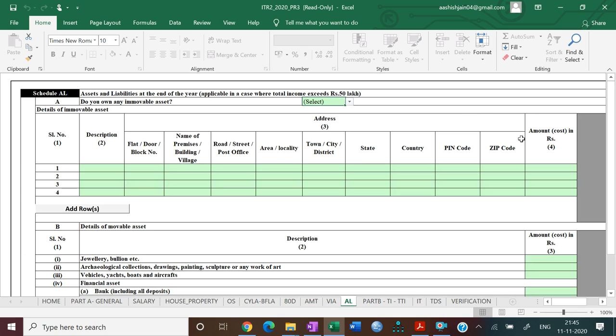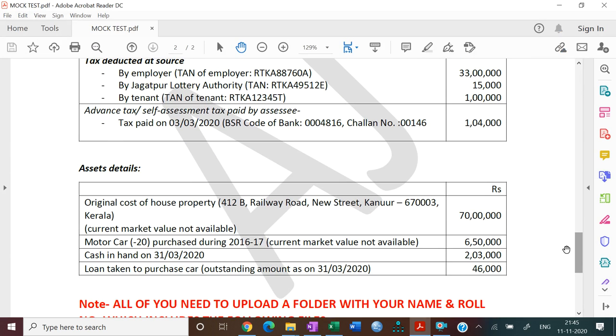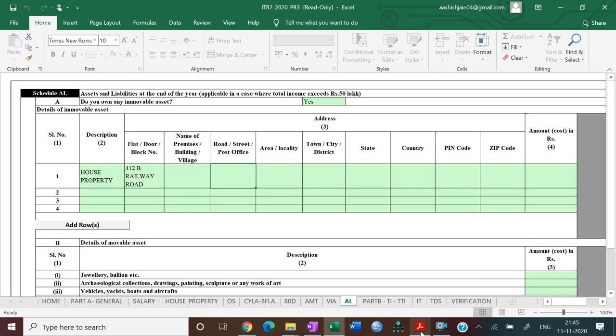Now this is a sheet for disclosing all the assets, that is immovable as well as movable. So make it yes, because we have details of house property. Description: house property, 412B, Railway Road, New Street, Kunur, Kerala. Sorry, actually we have to put here Kunur.